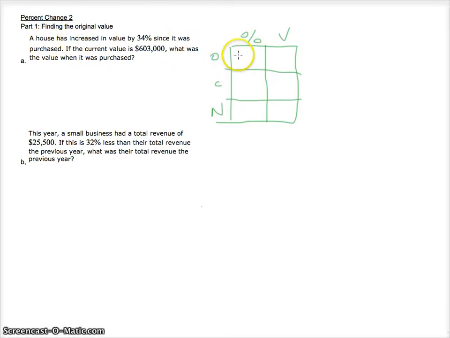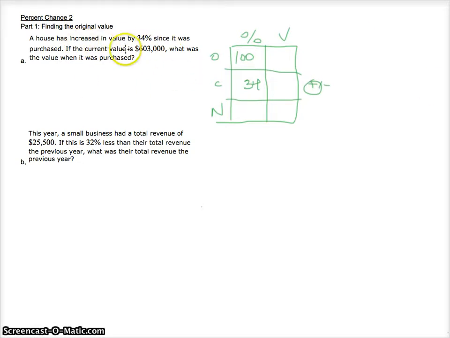100 always goes in the original percent. It's just like our whole value. Our original value and our whole value are the same, so it's always going to be 100. It has increased 34% since it was purchased, so we're going to put 34 in the percent box and change. And it's an increase, so we're going to add.